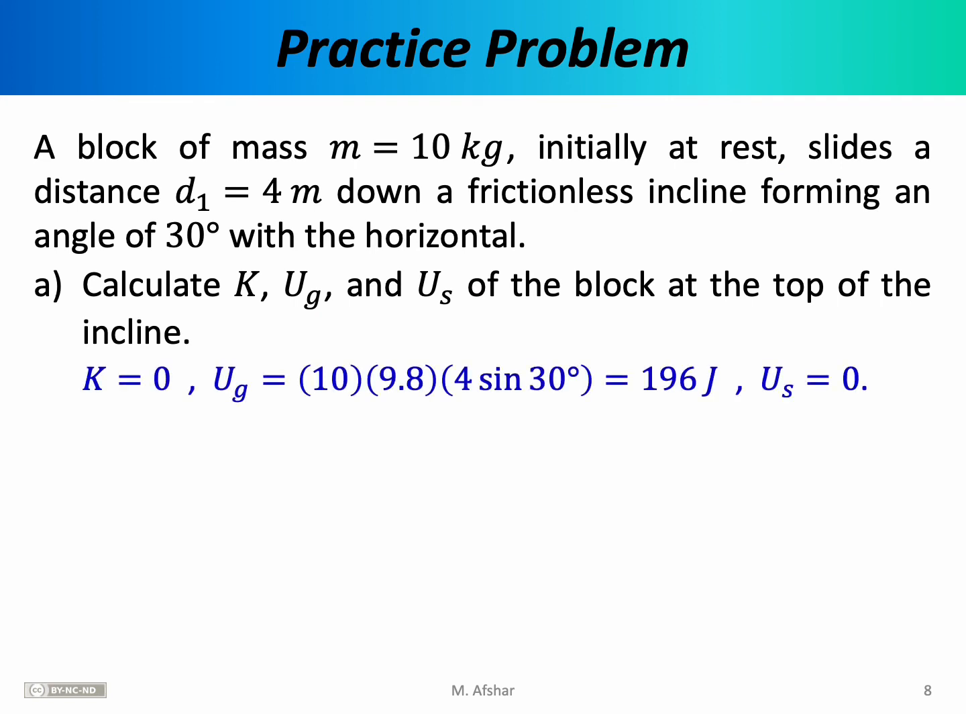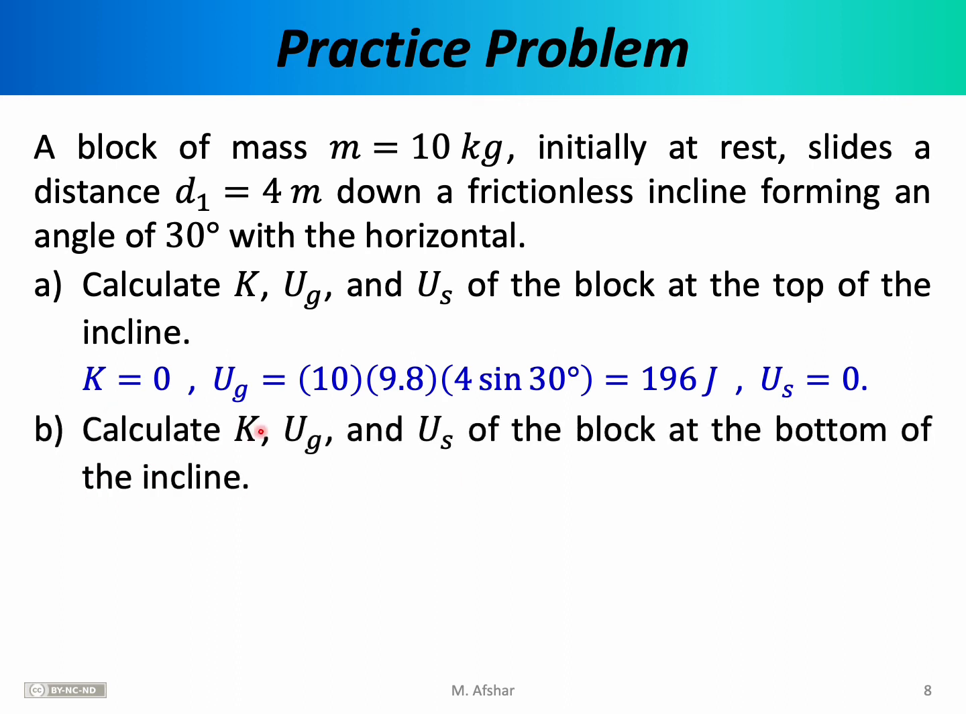The kinetic energy at the very top is 0. The gravitational potential energy is mass times gravitational acceleration times the height, which is 196 joules. And the spring potential energy, of course, is 0 because there is no spring there. We will introduce a spring into this problem soon, but at this point, the spring potential energy is 0.